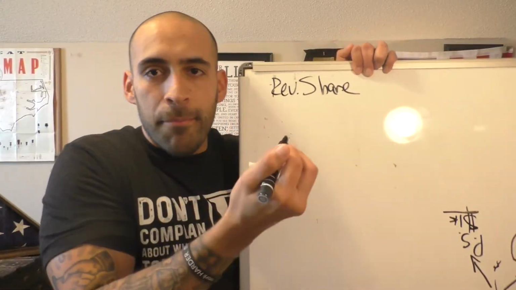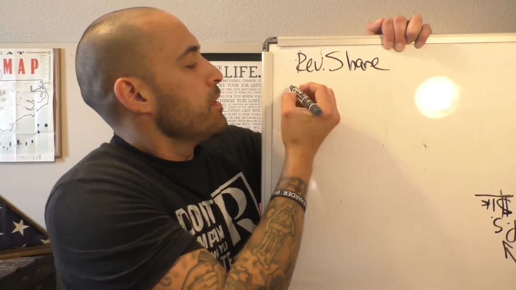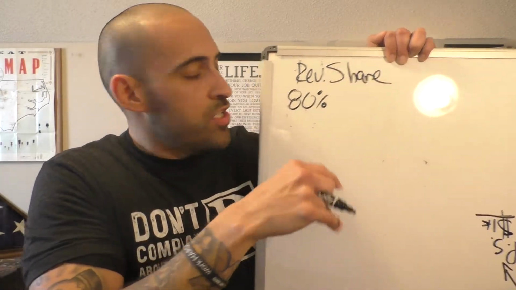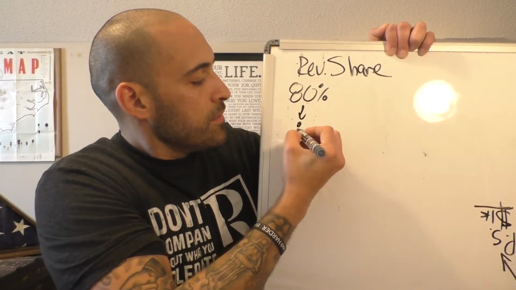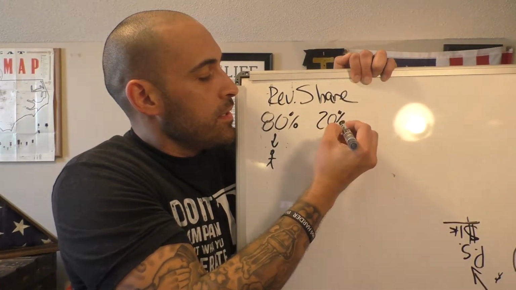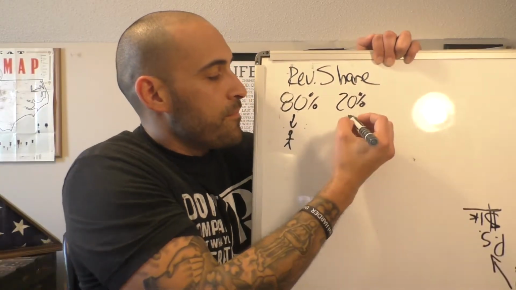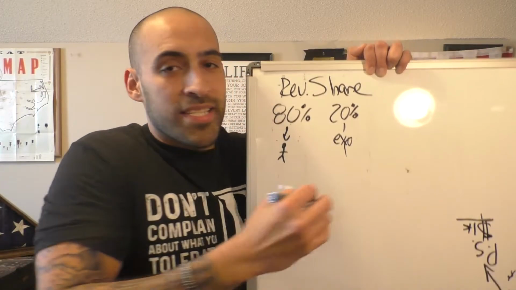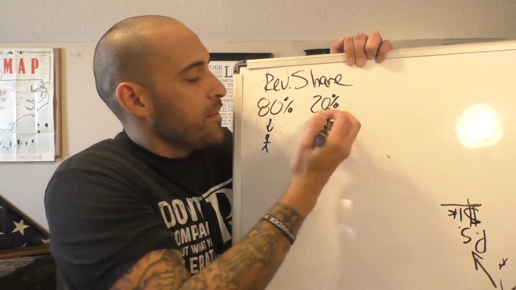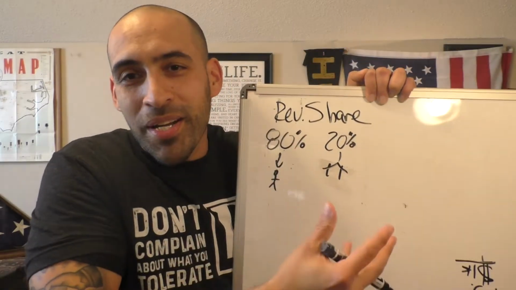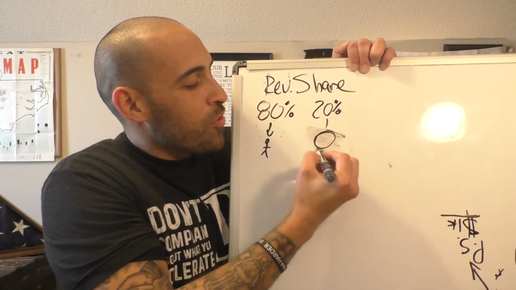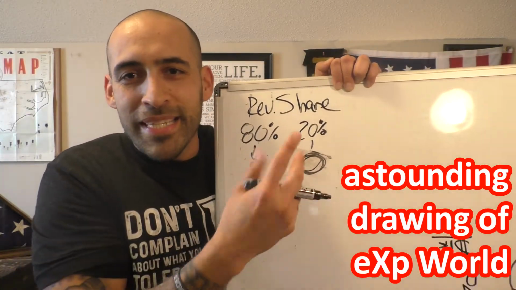All right, so let's say I'm with eXp, so let's just use that split. Let's say 80%, no franchise fees because it's not a franchise, 80% goes to the agent. Yay, they're happy. 20% would go to eXp. Let's just say that. Let's do eXp World, which is a virtual world online. Pretend this is the world.